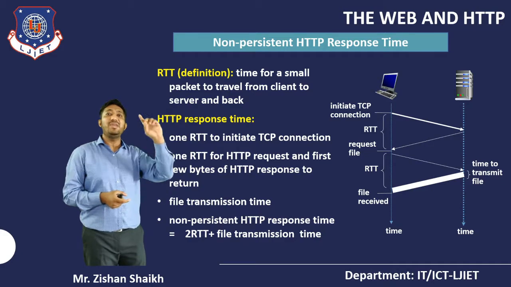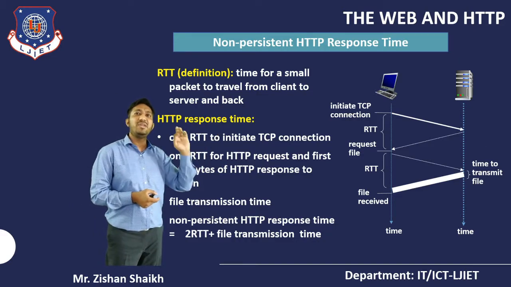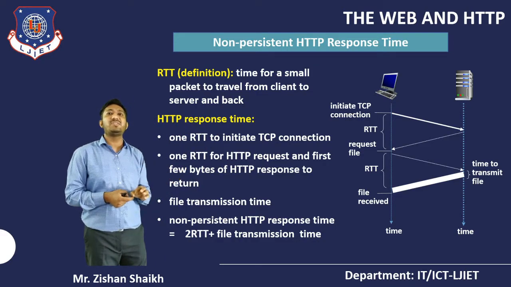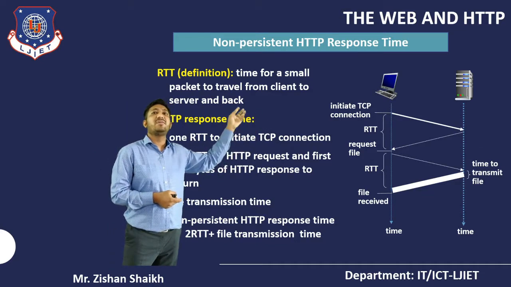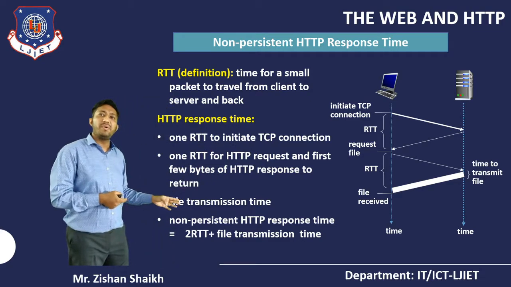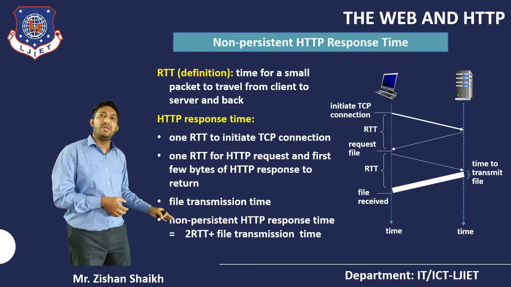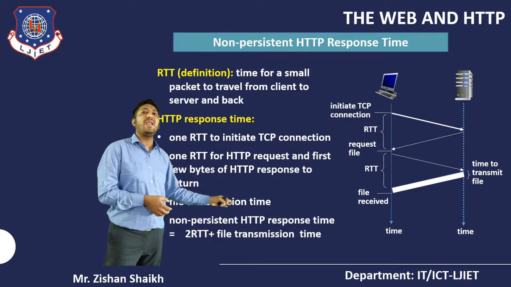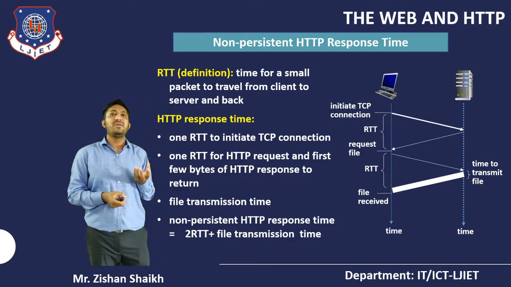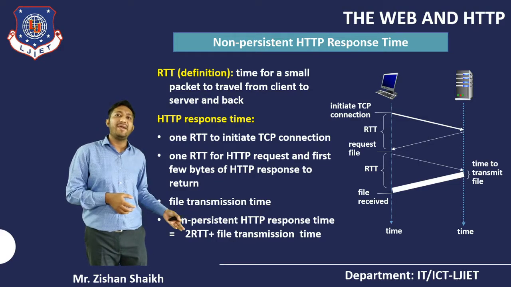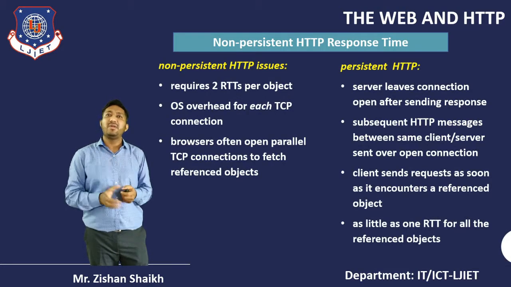For each and every data item, we have to understand how much time we are taking: the response time, which is the waiting at the sender side. So the final non-persistent HTTP response time will be 2 RTT plus file transmission time. At the end, we can say that non-persistent HTTP takes 2 RTT plus file transmission time. So it is too much time taken for each and every request.